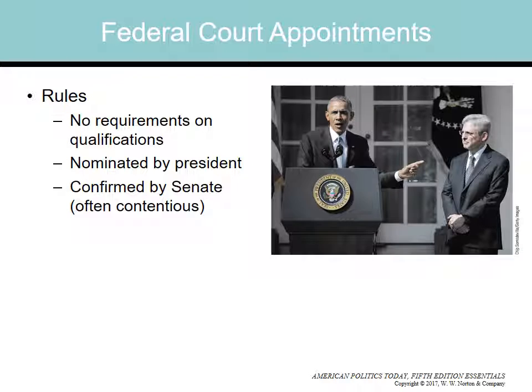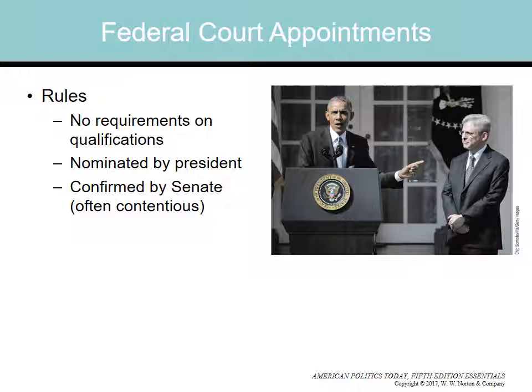Presidents can influence the direction of federal courts by selecting judges who share their views. President Obama is shown with Judge Merrick Garland, who he nominated to the U.S. Supreme Court to fill the vacancy created by the death of Justice Antonin Scalia. But Merrick Garland never got confirmed.